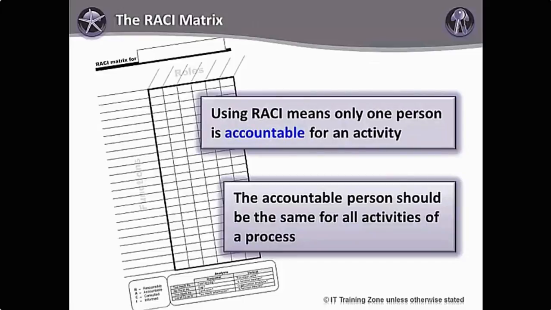Using the RACI model means that there is only one person accountable for an activity, although they may be reliant on others for executing parts of the activity. Accountable means end-to-end accountability for the process, and should stay with the same person for all the activities of a process.